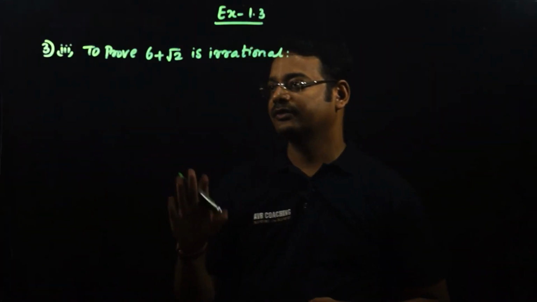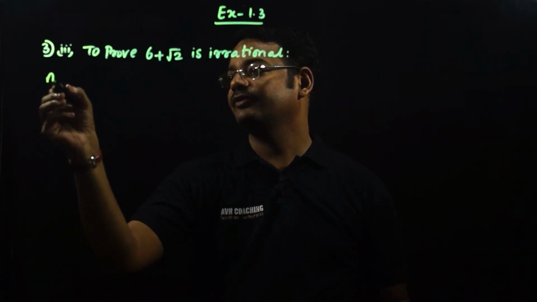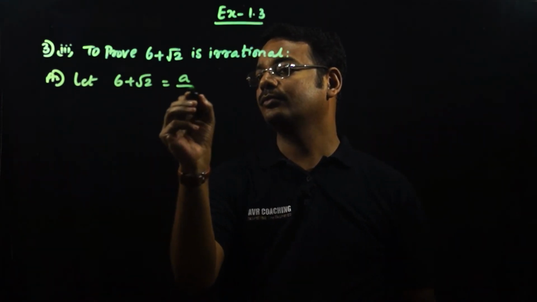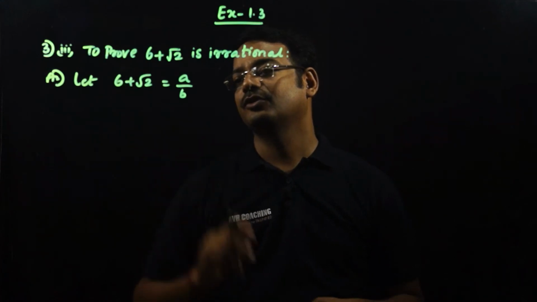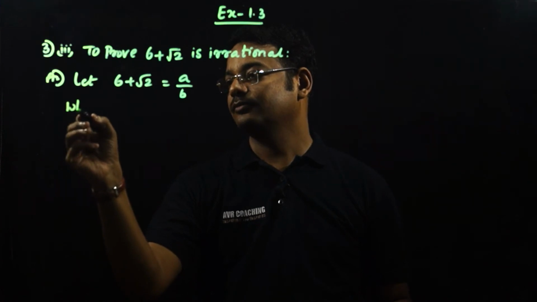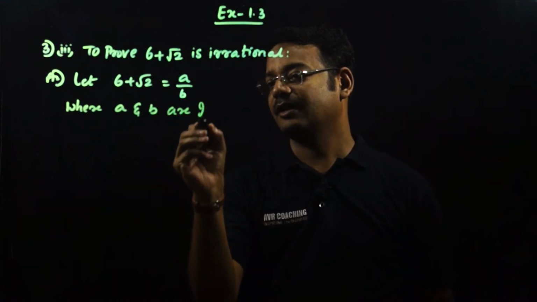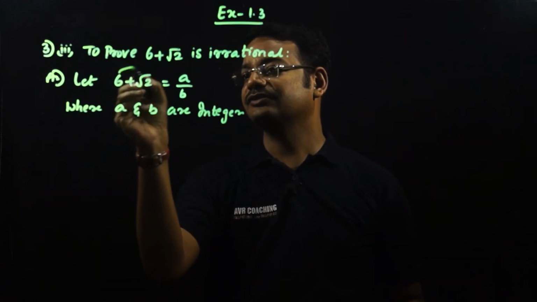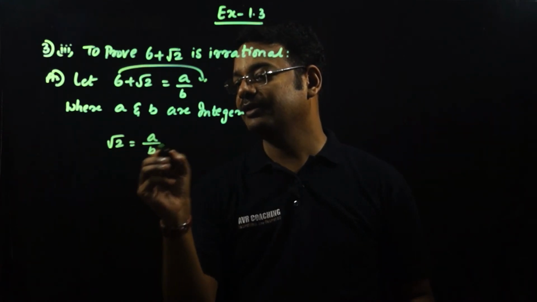Exercise 1.3, third problem, part 3. To prove that 6 plus root 2 is an irrational number. Here we take, let 6 plus root 2 be equal to a by b, that is in the form of p by q, assuming that this is a rational number, where a and b are integers. Next we need to take 6 to the right side, so this becomes root 2 equal to a by b minus 6.